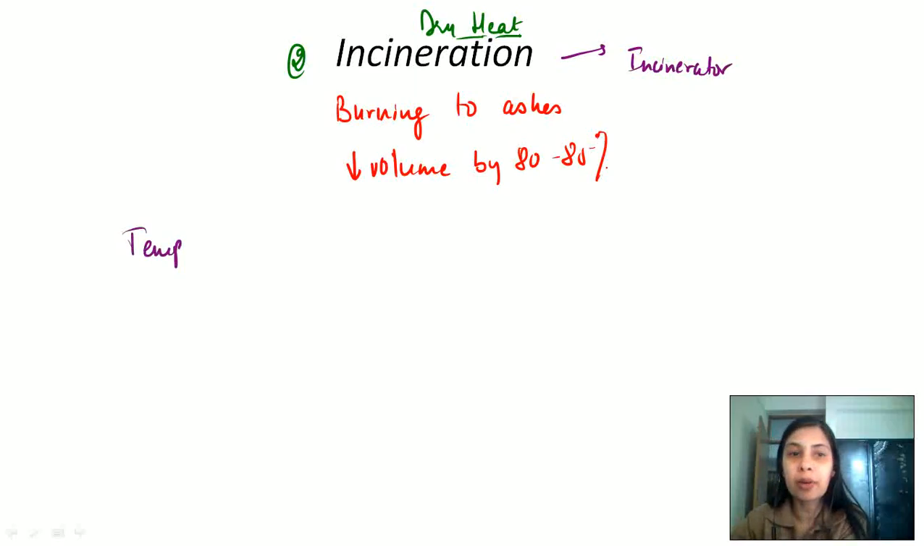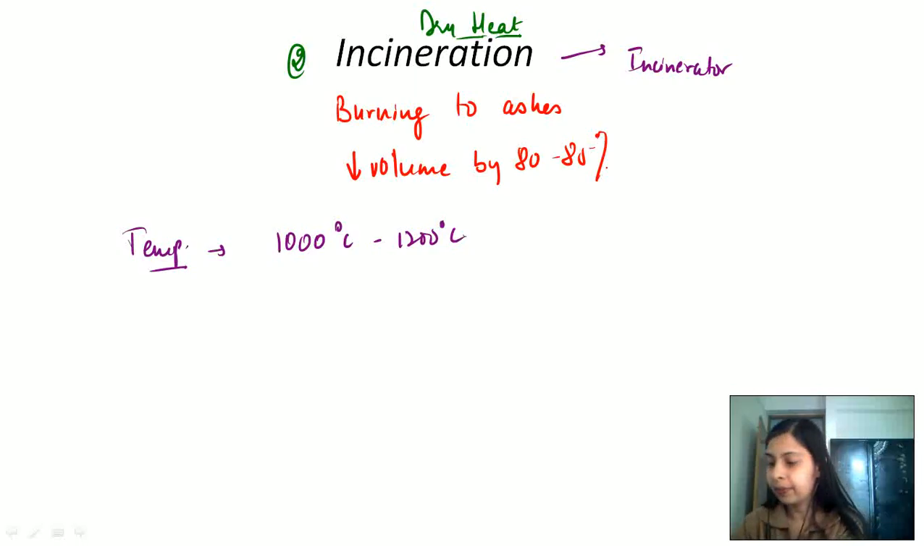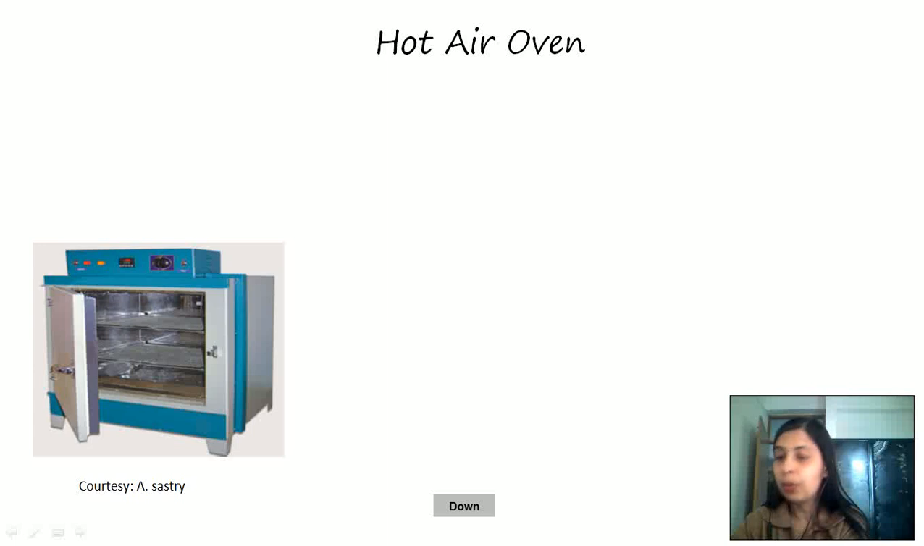That is important for us to remember. What is the temperature at which this incineration is working? That is 1000 degrees Celsius to 1200 degrees Celsius. Okay, so this is about the incineration. The next method we have in the dry heat is the hot air oven. It is another method of dry heat.